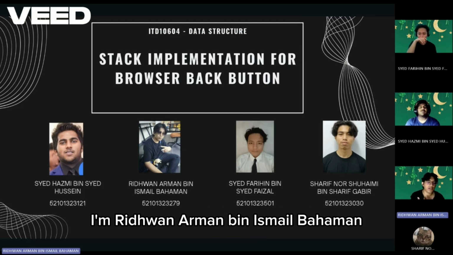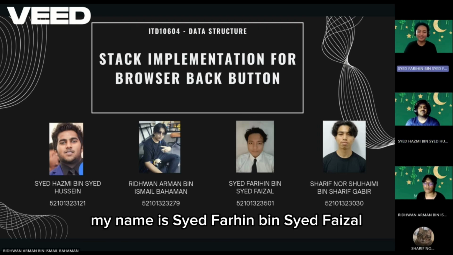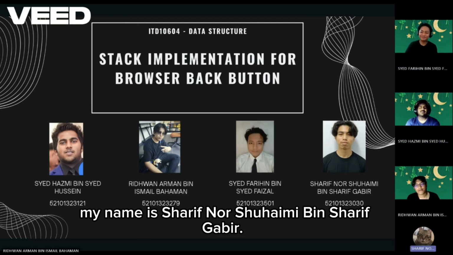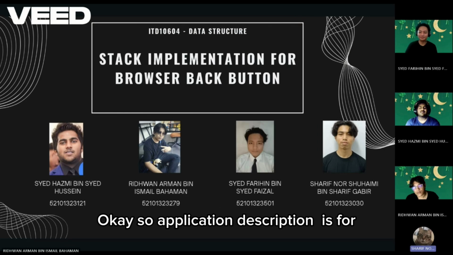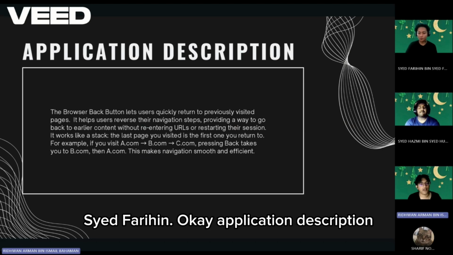Okay, I'm Ridwan Arman bin Ismail Bahman. My name is Azmi bin Sayusin. My name is Said Farihin bin Said Faisal. My name is Sharif Nur Shoimi bin Sharif Kabir. So, the application description is for Said Farihin.